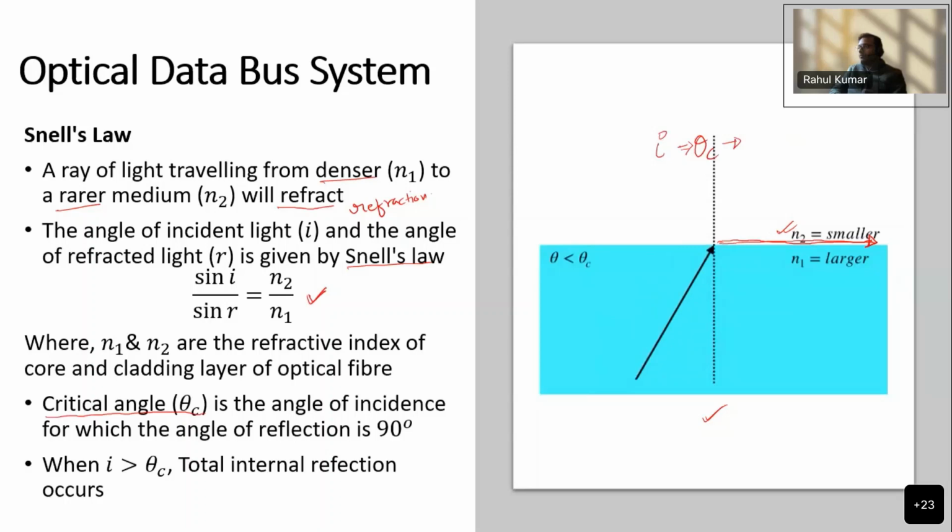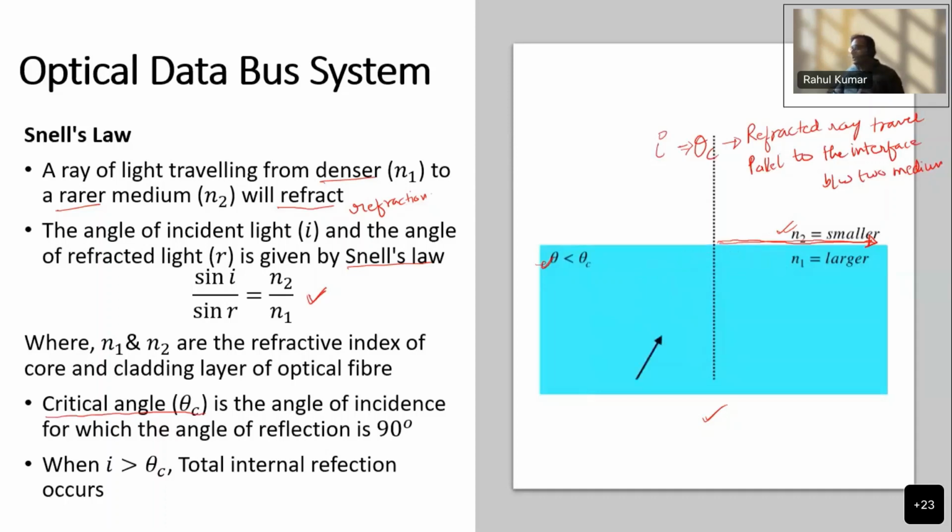So if the angle of incidence is equal to the critical angle, the refracted ray travels parallel to the interface between the two media.